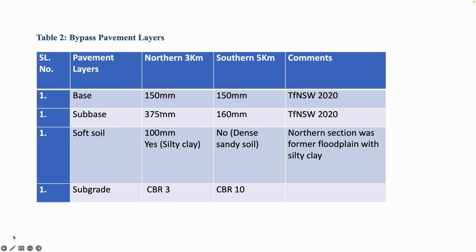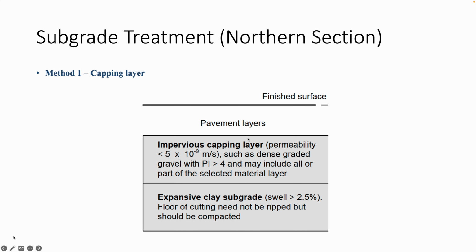This is the segregation of different layers: base, sub-base, soft soil. Soft soil has been attributed because of the poor CBR. We may use a capping layer or do stabilization to improve this, and other than that, base is 150 and sub-base is a deduction from 625, the remaining number.